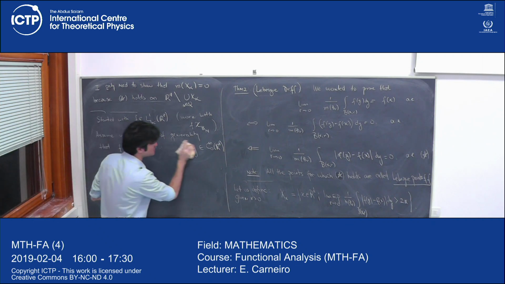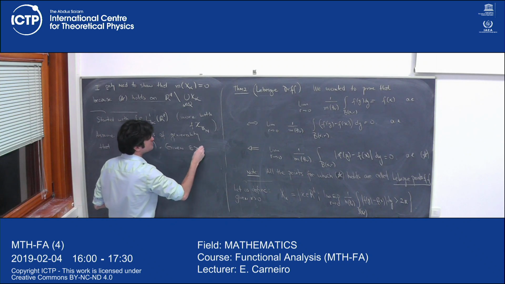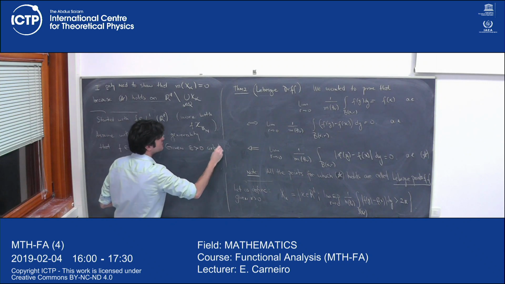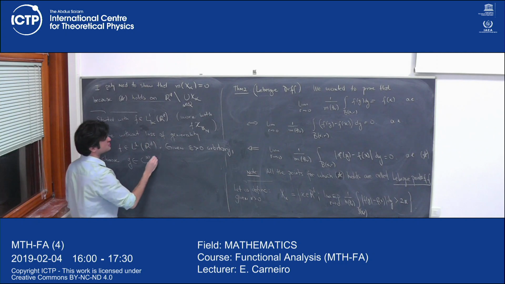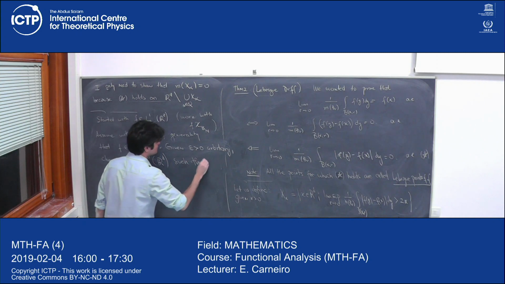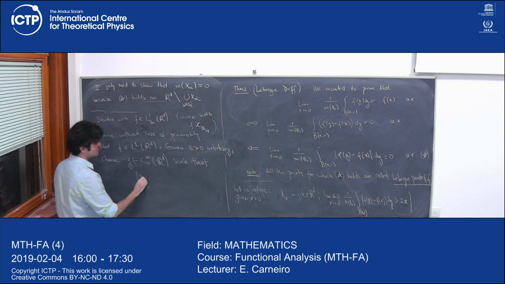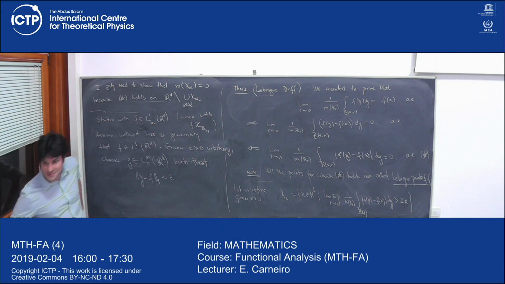So, you just rewrite this. Given epsilon bigger or equal to 0, arbitrary, we choose a g, C infinity of compact support, such that g approximates f in L1.